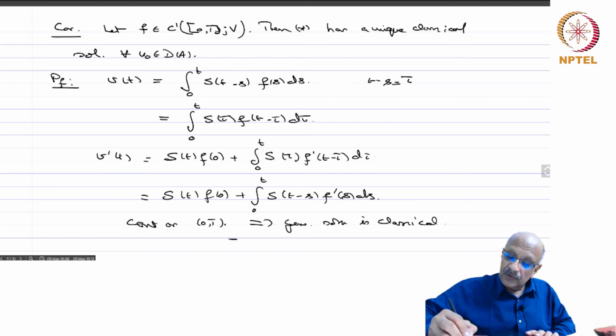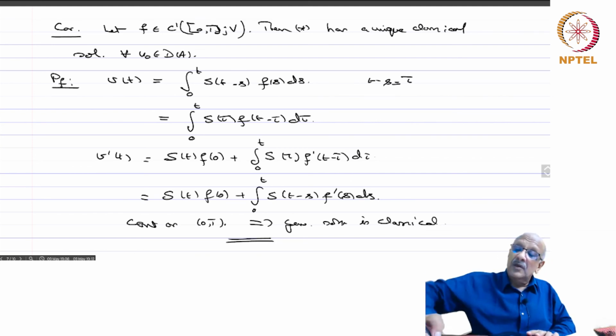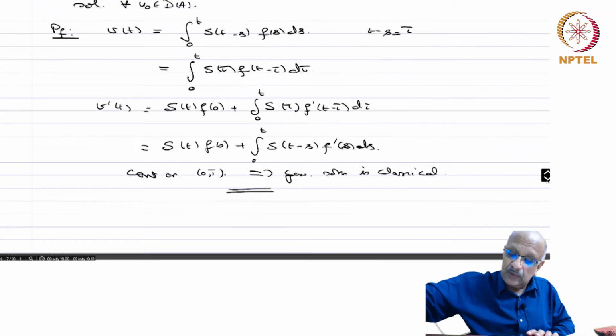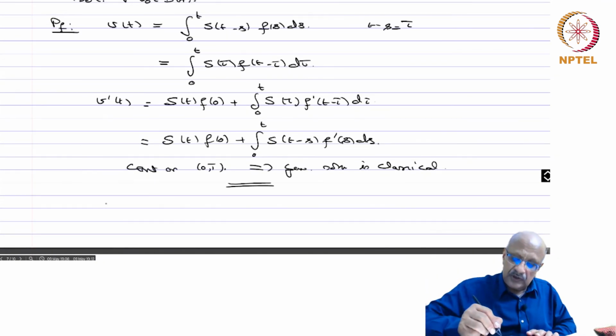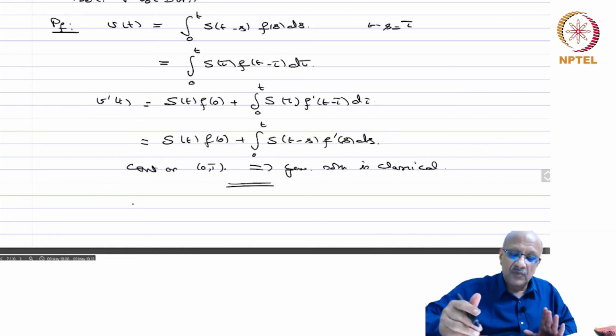Okay. So, this is about the inhomogeneous equation. Now, this inhomogeneous equation is very important in the study of control theory. This is where the control theory begins, and therefore, this equation is very important.